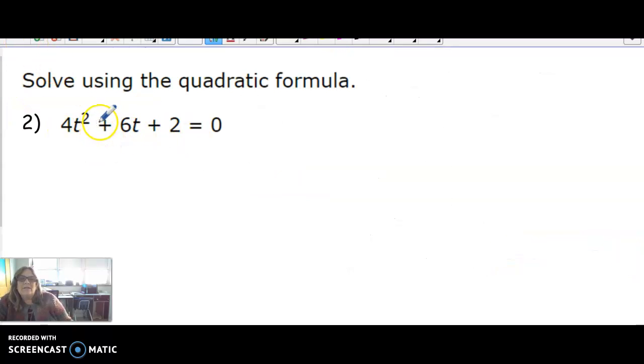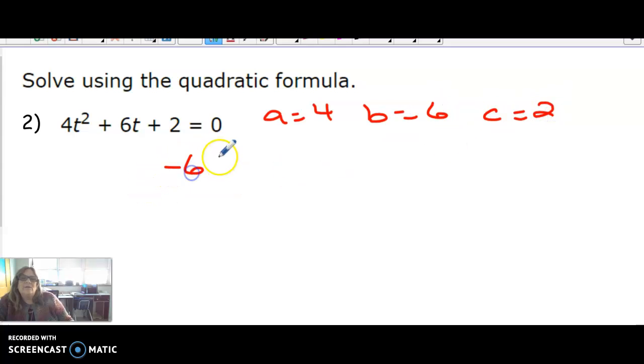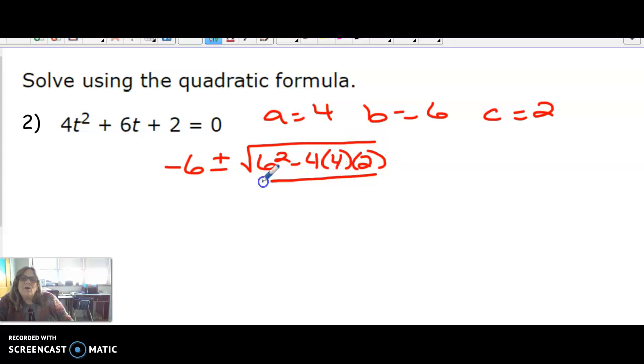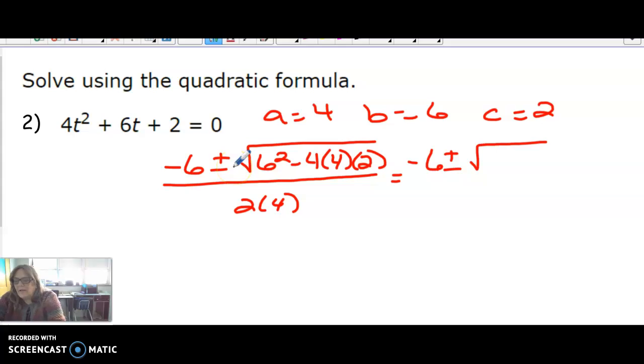For the next one, it's already set equal to 0. So we're just going to identify a, b, and c. a is 4, b is 6, and c is 2. So the opposite of our b value, plus or minus the square root of b squared minus 4 times a times c, all divided by 2 times a. So that gives me a negative 6 plus or minus, and again, I'm going to plug all of that into my calculator at one time. So 6 squared minus 4 times 4 times 2, and that's going to give me 4.